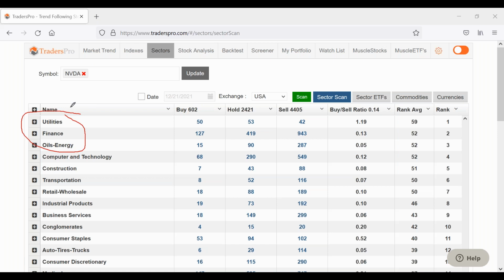Now, if I don't know how to read a chart, or I don't want to learn how to read a chart, then I'm going to keep it real simple, and I'm going to stay with the highest sectors, and the highest stocks within those sectors, and I'm going to buy on the buy signal, sell on the sell signal, and just keep it that simple.